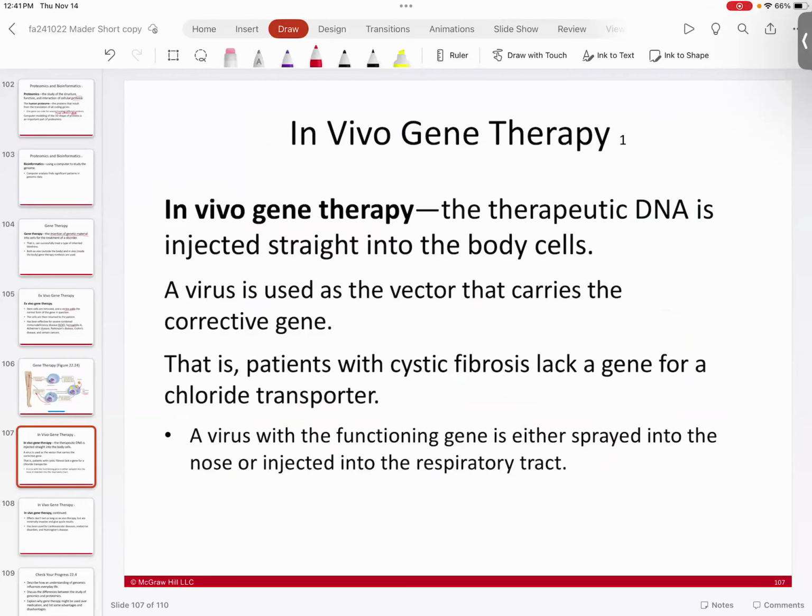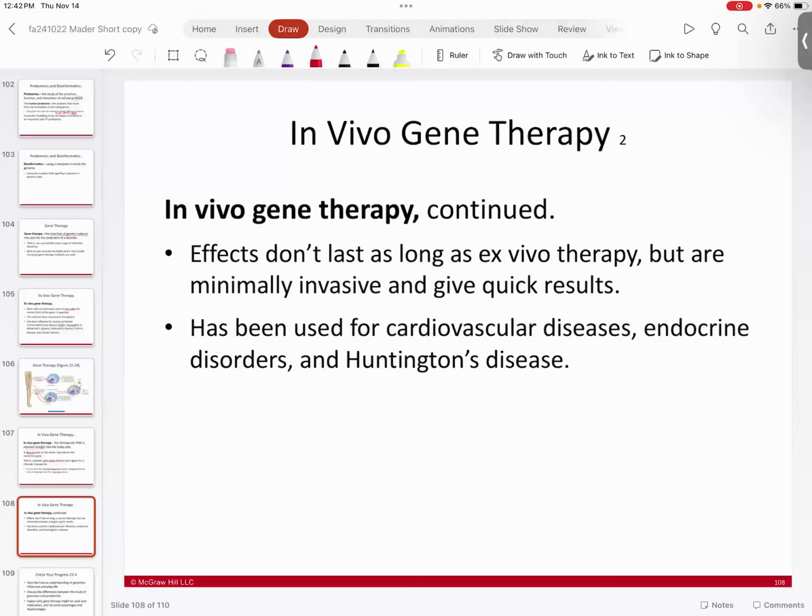So in vivo, however, is basically where you inject DNA straight into the body. You basically bundle it up in a virus, and it'll carry the gene itself. We've done this with patients with cystic fibrosis who lack a gene for the chloride transporter, and we give it a functioning gene, either sprayed into the nose or injected into the respiratory tract, and they don't typically last very long because it's not actually part of the cell itself, but it's not very invasive.